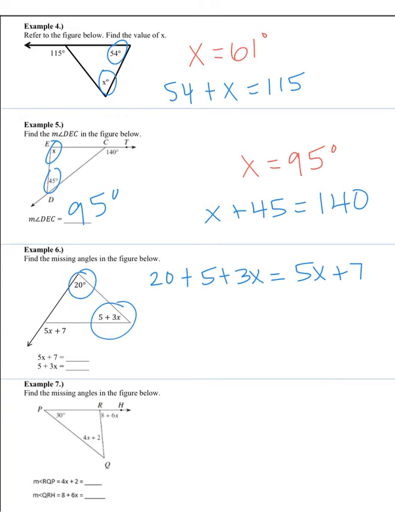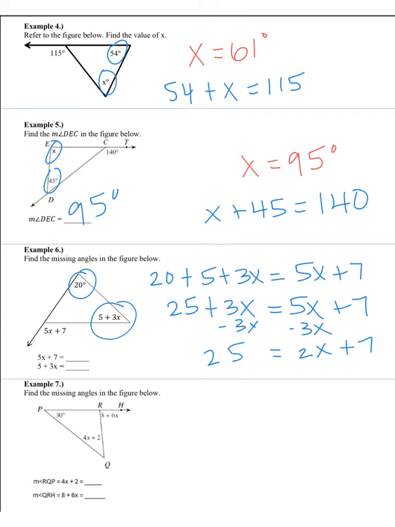All right, I'm going to combine my like terms, so 25 plus 3x equals 5x plus 7. And we'll start solving this equation. So I'm going to subtract 3x. 5x minus 3x is going to give us 2x. All right, we're going to subtract 7. So I get 18 equals 2x. And you should get that x is equal to 9.